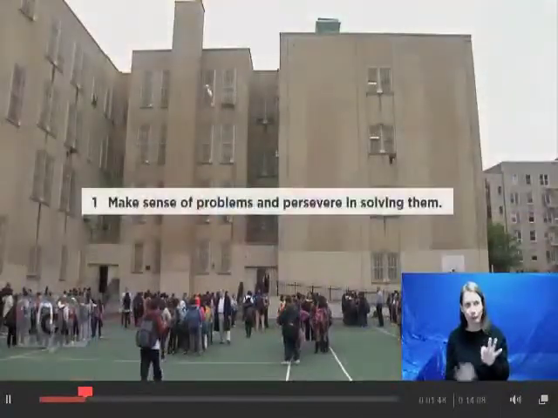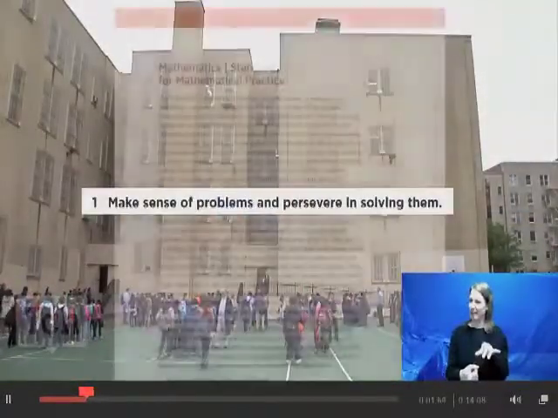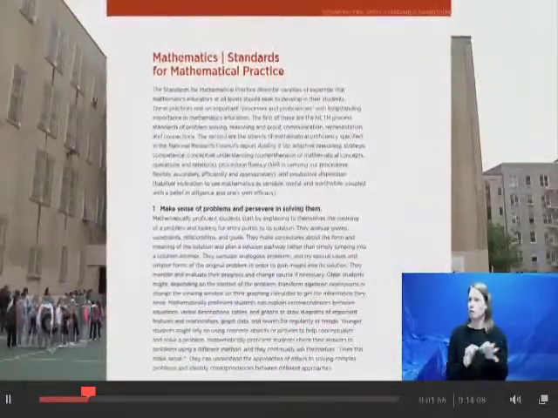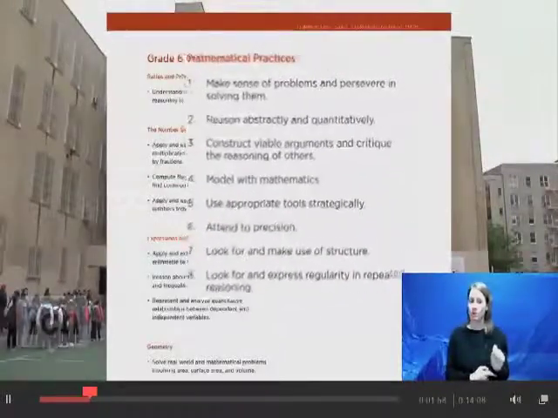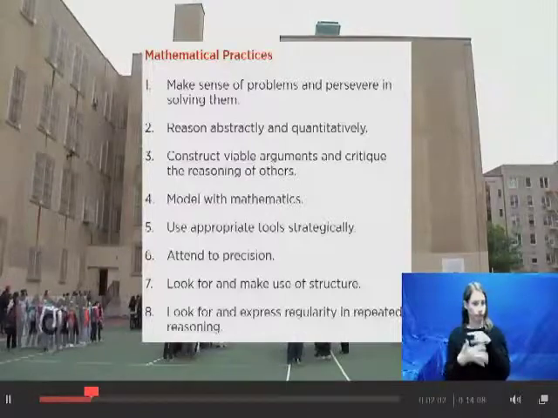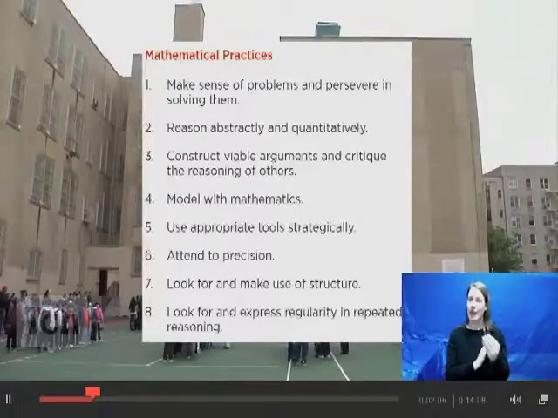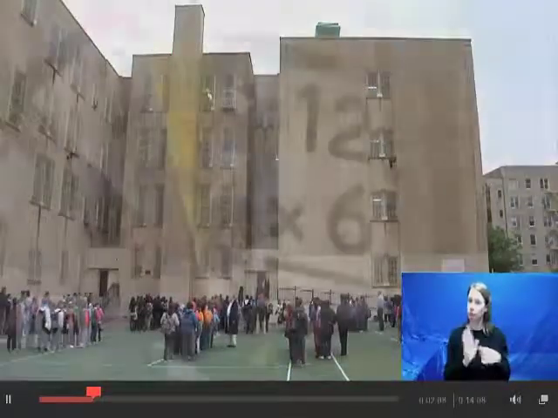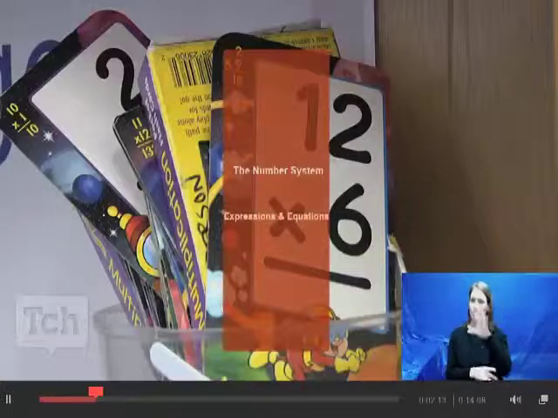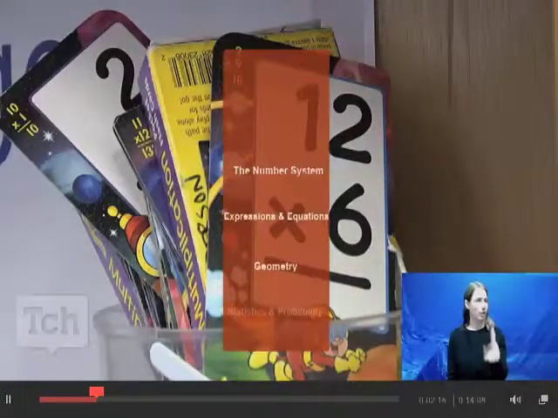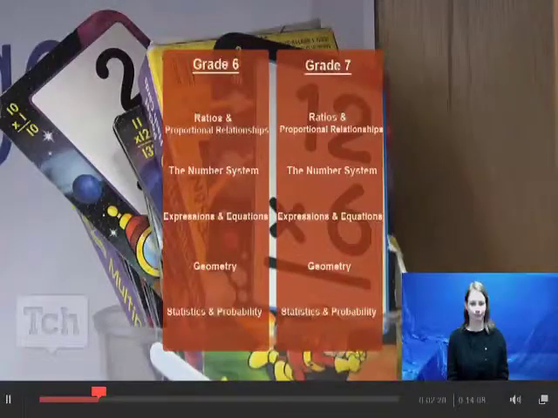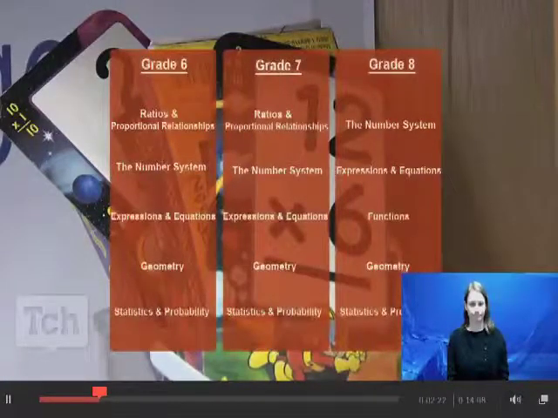Make sense of problems and persevere in solving them is the first of the standards for mathematical practice, which top the Common Core state standards for mathematics and appear at the top of each chapter that follows. They represent the broad skills and expertise that teachers should strive to develop in their students. The content standards contain several key concepts called domains. The middle school domains include the number system, expressions and equations, geometry, and statistics and probability. Ratios and proportional relationships are covered in 6th and 7th grade, and the study of functions starts in 8th grade.